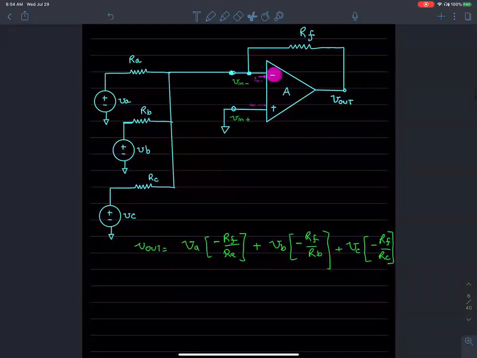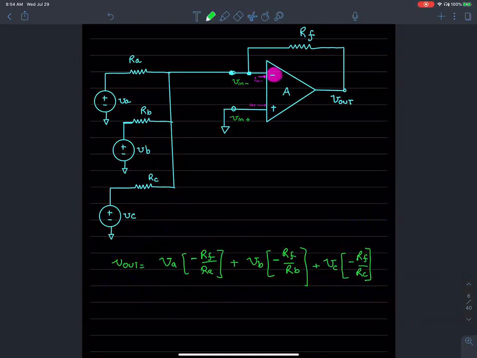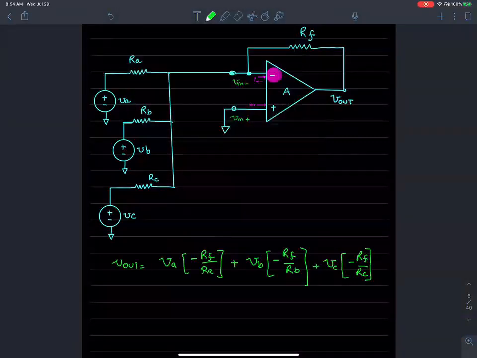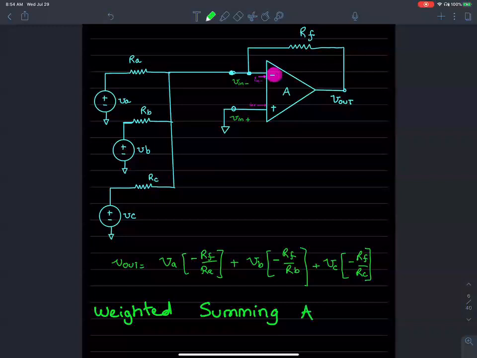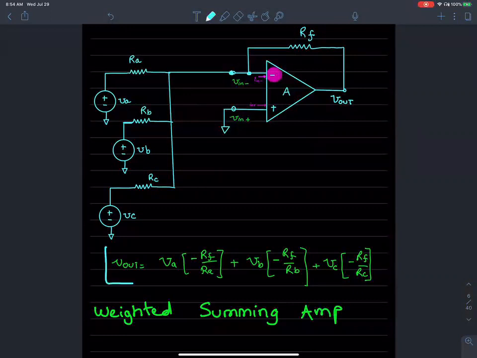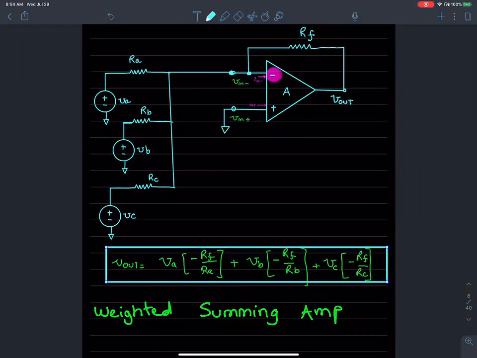Make sense? You should not be surprised to know that this is called a weighted summing amplifier. It's easy to see why it's called a weighted summing amplifier. I'll show that to you in just 1 second.